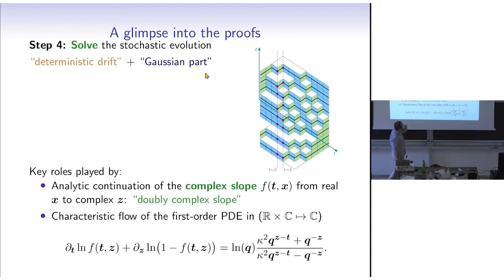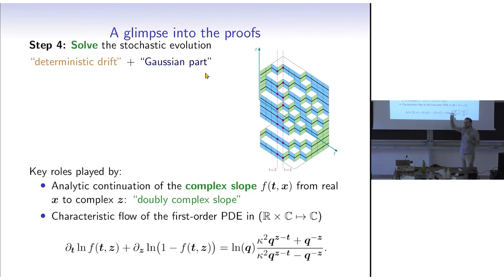So this complex slope, which I was mentioning to you previously, in the work of Kenyon and Kunkov, for example, was appearing because in terms of this complex slope there was a nice equation, which they were calling complex Burgers equation. Now, the problem in the work of Kenyon and Kunkov was the fact that this equation was only true in the liquid region.